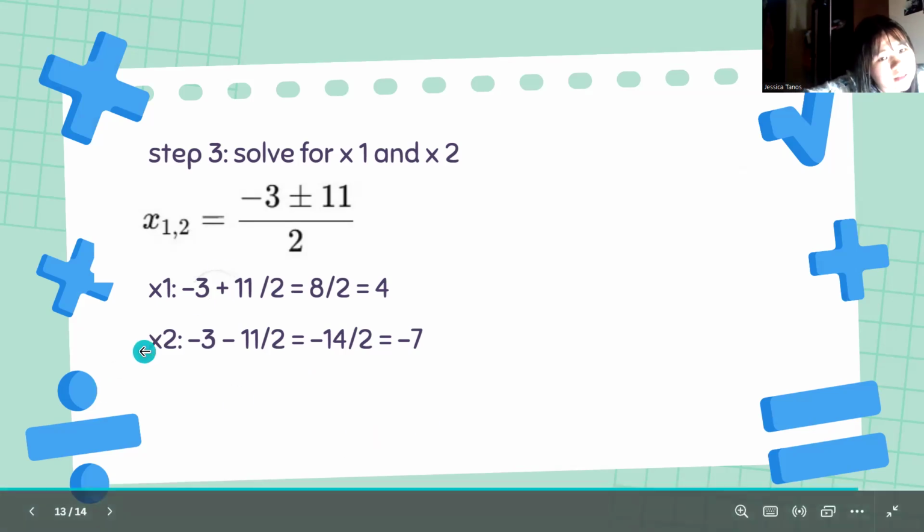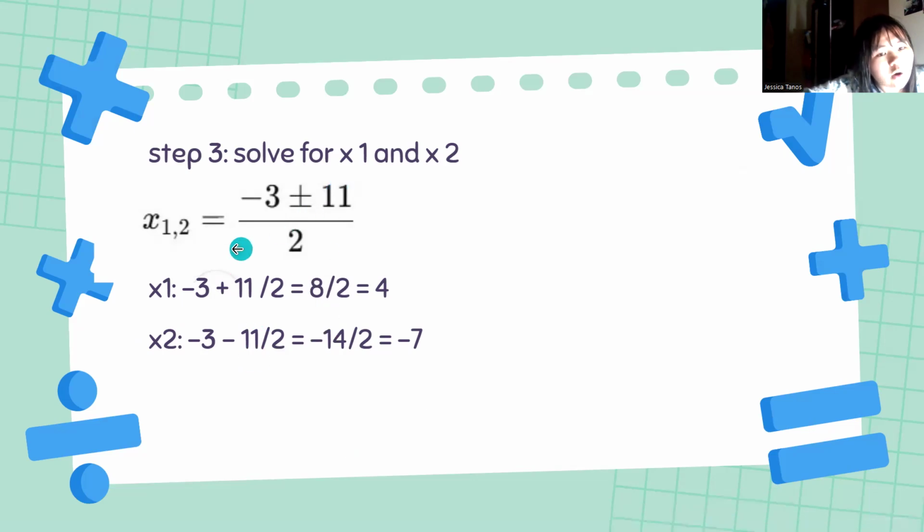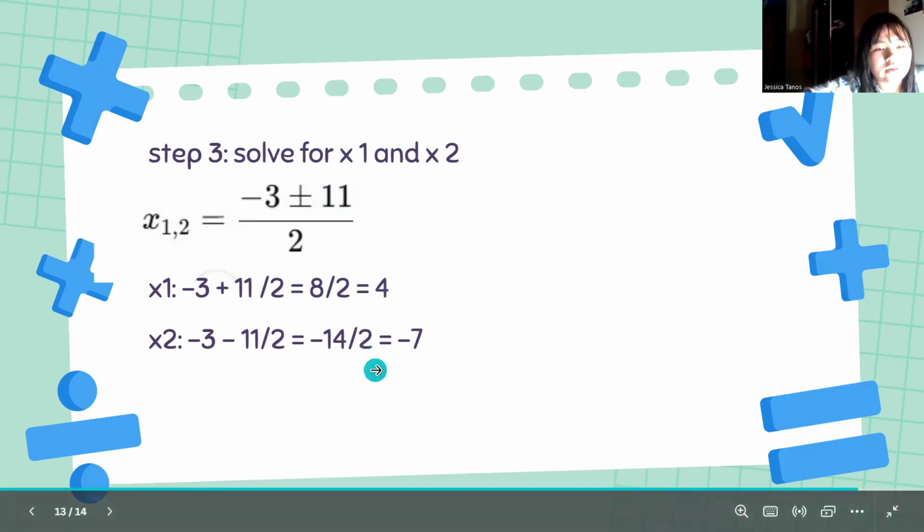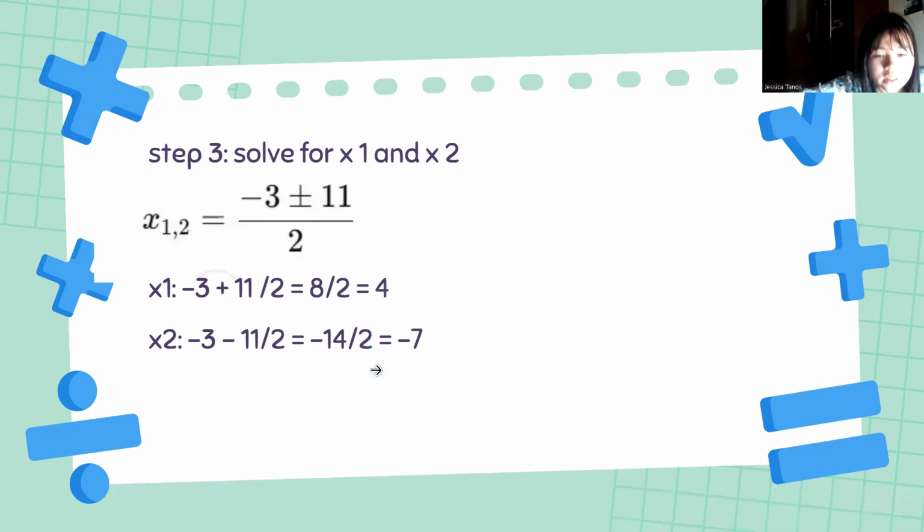So x1 is equal to negative 3 plus 11 over 2. The over 2 is with both of them, remember. So you literally just need to fix this one. Negative 3 plus 11 is basically 11 minus 3, which is equal to 8. 8 divided by 2 is possible, so 8 divided by 2 is 4. So x1 is equal to 4.